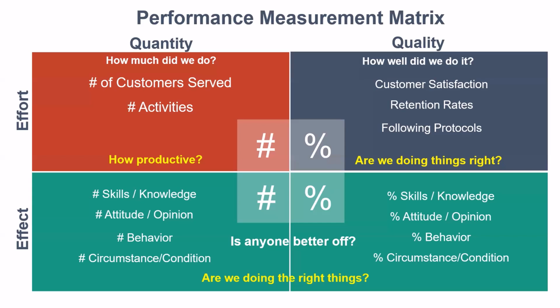But again, the most important is anyone better off, because everything you do is designed to change skill, knowledge, attitude, opinion, behavior, circumstance, or condition. Those are all measurable through observations, evaluations, pre and post tests, surveys. You can find out if what you're doing is working. So that's the most important one, and the one you should develop first when you're developing performance measures.